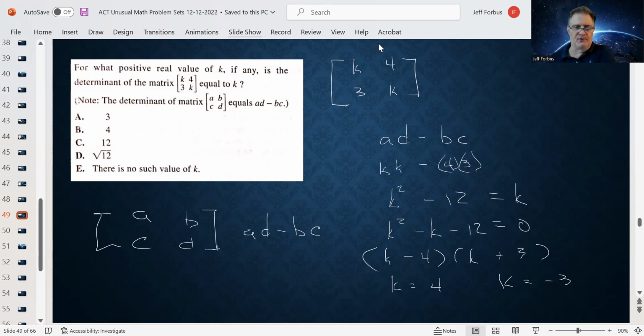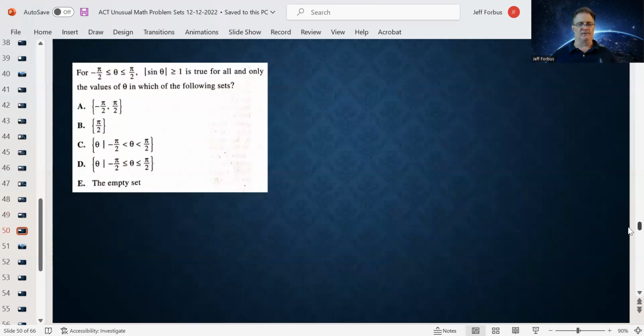Which one of these solutions did they put in our answers? They put K is equal to 4, so B. Now they also put 3, but positive 3 is not one of our solutions. It's negative 3. So if you made a sign error here factoring the equation, then you are caught in a conundrum. Okay. I think we got one more question. Yeah, one more question.